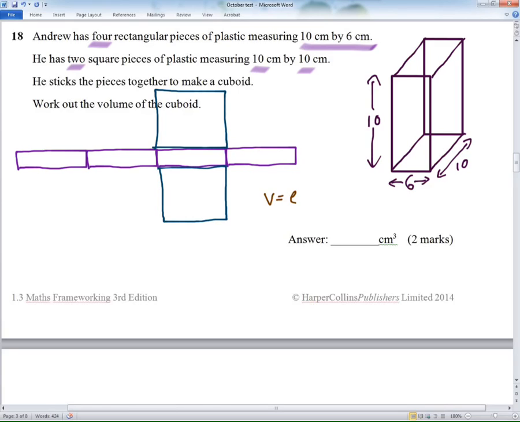The volume of a cuboid is length times width times depth. So we know the length is 10, the width is 6, and the depth is 10. So we get 10 times 6 times 10, which is 600. You can see that my working is really clear. Have a look at your own working. Can you read your own working? If you can't read your own working, how do you expect me to read it?